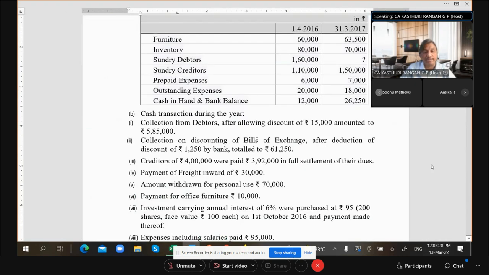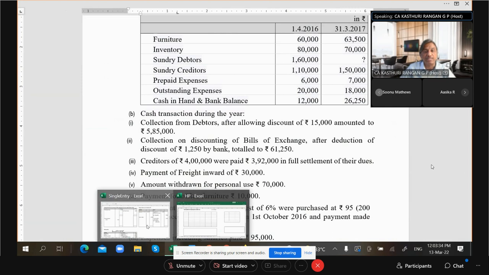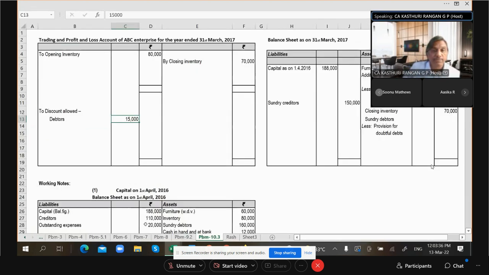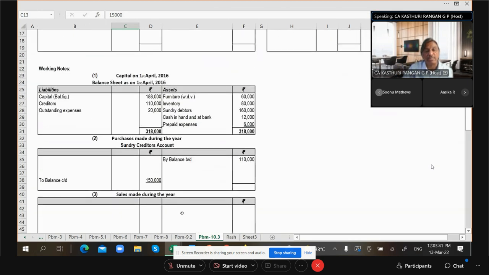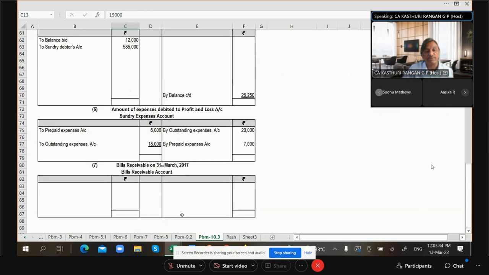Collection on bill of exchange discounting. Deduction of 1,250 by bank, total 61,250. So bill of exchange is discounted with the banker. You collected 61,250 after allowing a discount of 1,250. So similar to debtor's account, in the bill receivable account, by bank, how much? 61,250. By discount, 1,250. So bank account debit, how much? To bill receivable, 61,250. Discount account debit 1,250 to bill receivable.